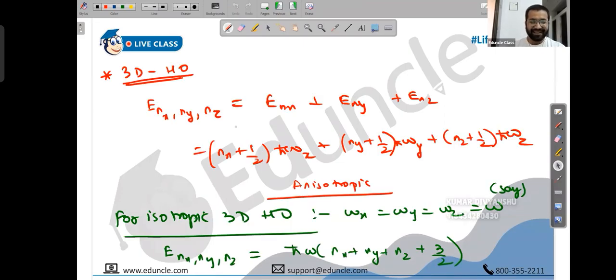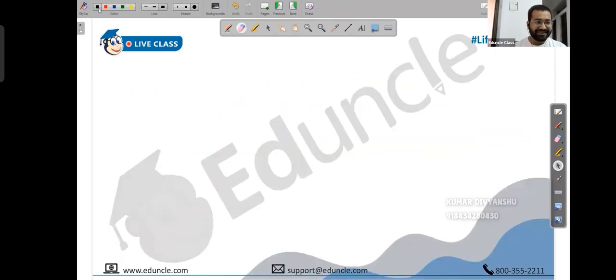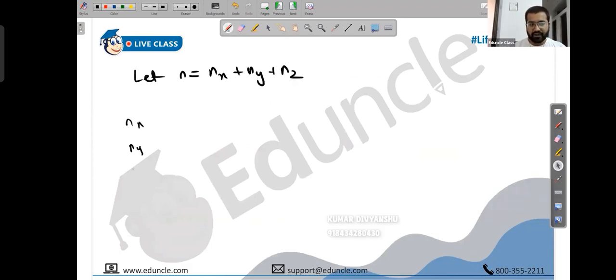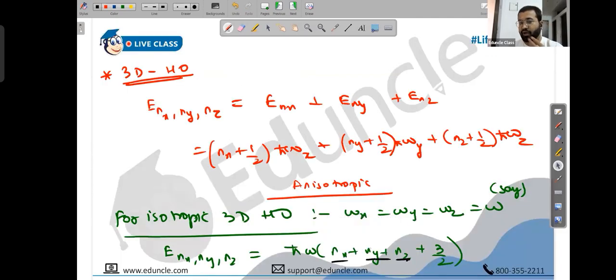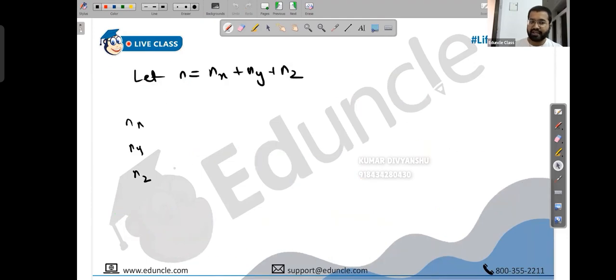Good. So what do we have, people? En. Now I'll just write a substitution. Let n be equal to nx plus ny plus nz. Again, people, see nx, ny, nz, all of them are quantum numbers. N will also be a quantum number because all of them are allowed to have zero values this time. Even if you substitute zero, energy is not becoming zero. You are having a ground state energy. Even if all the quantum numbers are zero, what will you have? You will have 3/2 h cut omega, and hence n will also start from zero.